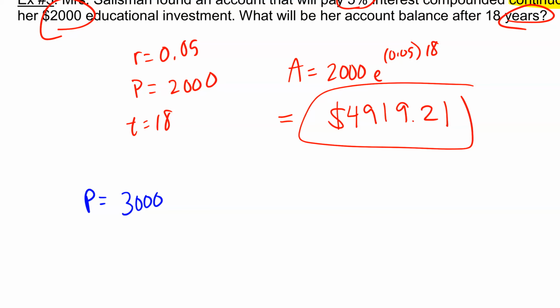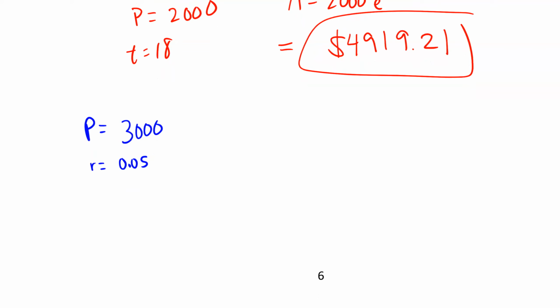Okay, you know what? We're going to keep the same rate, right? So, still, this imaginary 5% savings plan. This time, let's have it be 20 years. You know, just 2 years longer. Let's see what will happen. So, A equals 3,000 e to the 0.05 times 20.